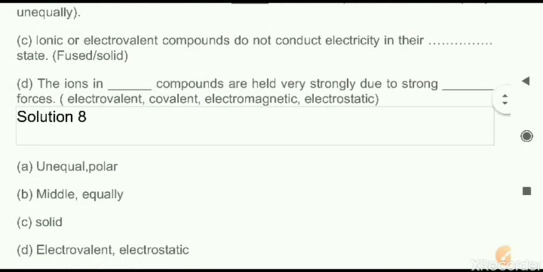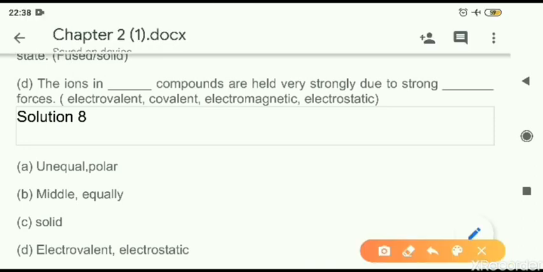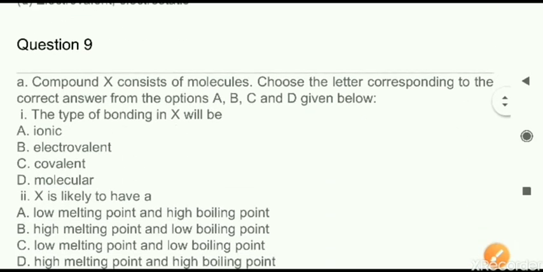C part now, ionic compounds do not conduct electricity. Ionic compounds conduct electricity in molten state or in aqueous state, but in the solid state they do not. So solid is the answer. Next, D part: the ions in the dash compound are held very strongly due to dash force. Ions are present in the electrovalent compound or ionic compound, so the first dash will be electrovalent compound. And why are the ions held strongly? Due to electrostatic force of attraction, so the second dash will be electrostatic.